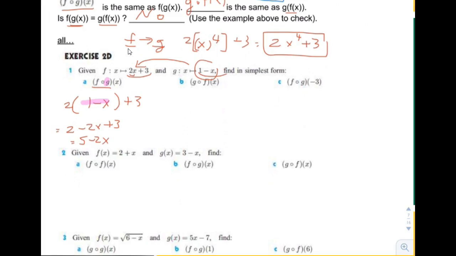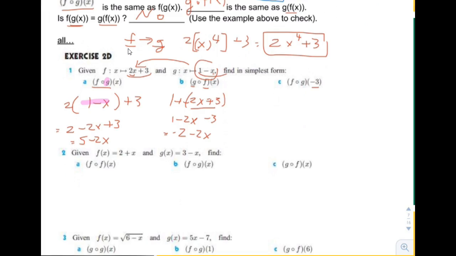Okay. Next one, g follows f of x. So the first thing we're going to do is the f function first. So that would be 2x plus 3. And then that's going to go into the g function, because g follows f. And that's going to be 1 minus something, right? The something being 2x plus 3. Let's simplify that. 1 minus 2x, we're going to distribute the negative sign here and here. And then we get 1 minus 2x minus 3. And so that is equal to negative 2 minus 2x. Okay. C. F follows g.